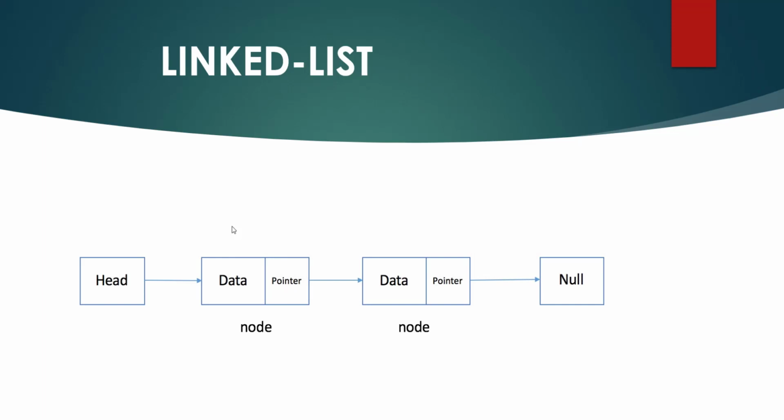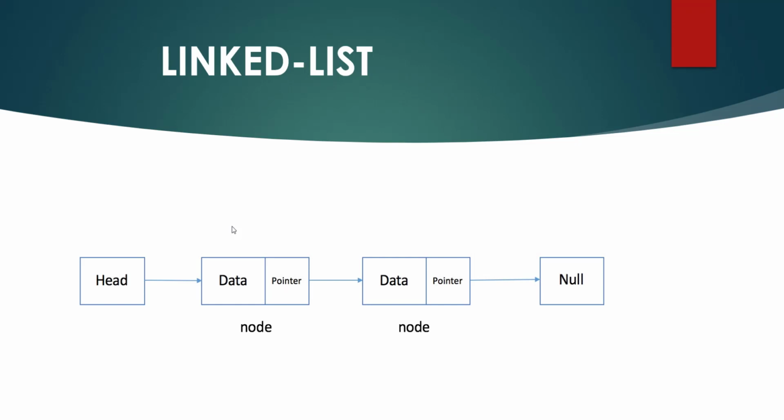And the last node in your linked list should always point to null, because you want the program, when it's executing, to know which is the last node in your list. So the last node always points to null.